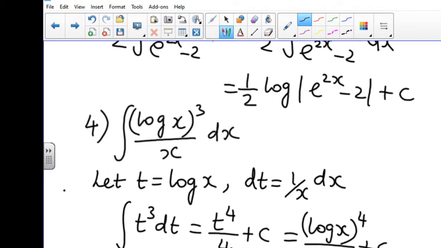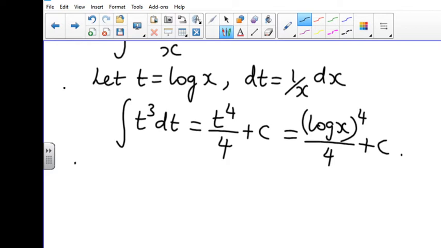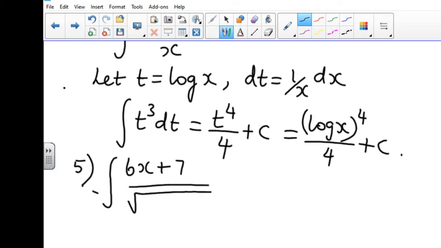Okay. Now let us go to the next one. Problem number 5. Integral of (6x plus 7) divided by root of (3x square plus 7x minus 1) dx. Now in the denominator you are having the root. What is the differentiation? 6x plus 7. It is in the numerator.